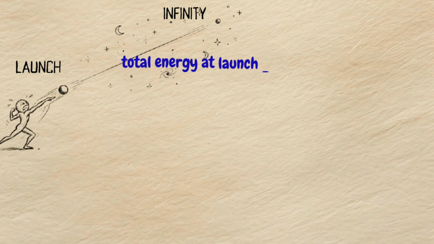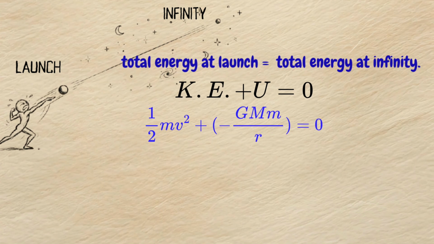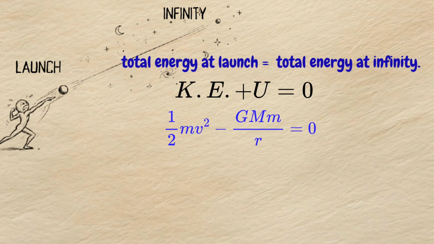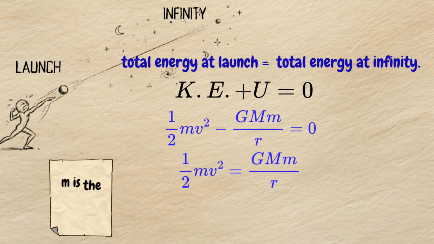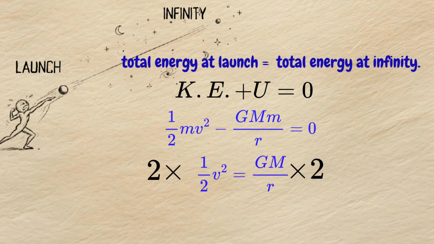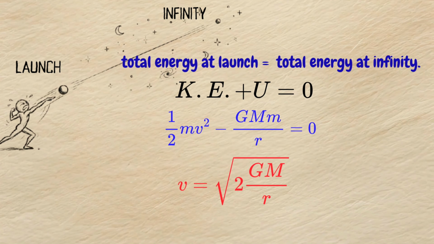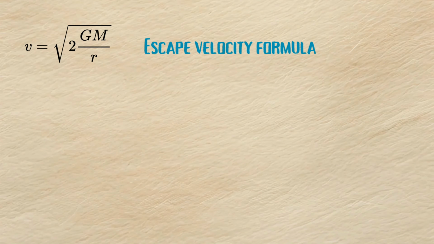Okay, let's derive it. Step by step, we said total energy at launch equals total energy at infinity. That means kinetic energy plus potential energy equals zero, so 1/2 mv² plus (-GMm/r) equals zero. As you know, plus and minus makes minus. Now take this part to the other side. The m, the mass of the ball, appears in every term, so we cancel it out. Mass of the object doesn't matter, so we get this, multiply both sides by 2. The 2s cancel each other. Take the square root of both sides, so v is equal to √(2GM/r). So this is the escape velocity formula.